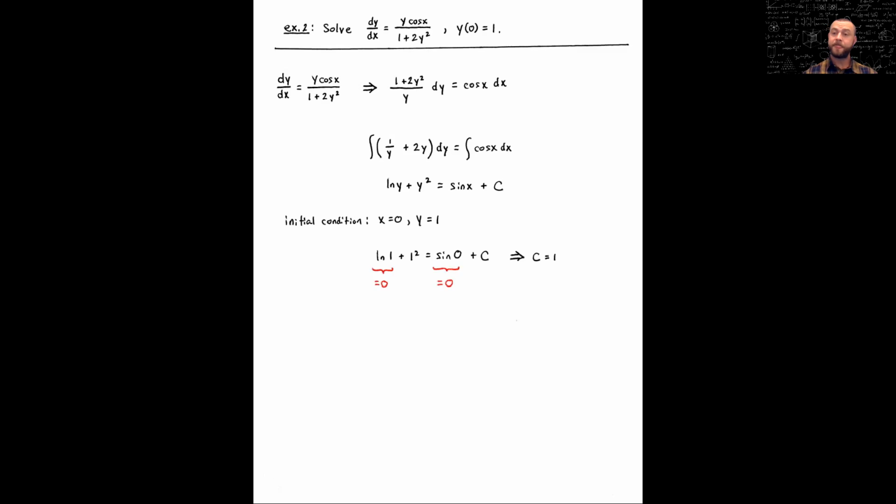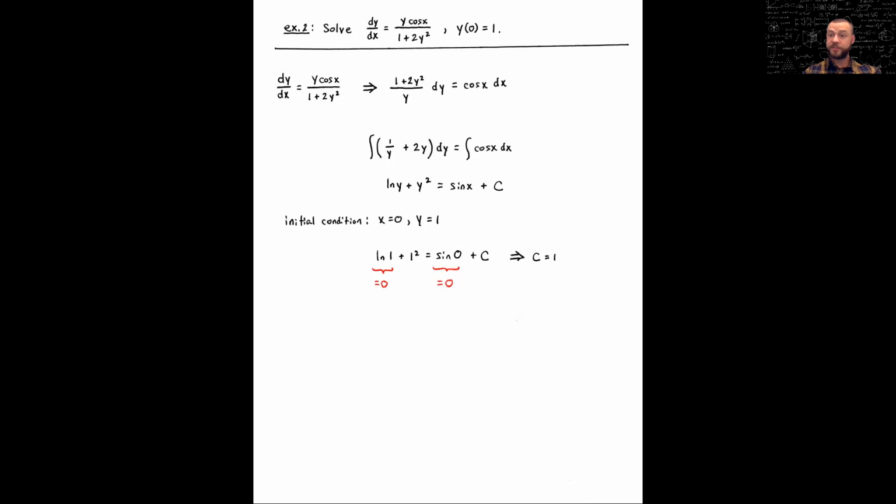The initial condition has the x-coordinate as 0 and the y-coordinate as 1. So if you take your implicit solution there and plug in all y's with the value 1 and all x values with 0, you should get to here. And there are some nice values here: both natural log of 1 and sine of 0 equal 0. So we should find the value for our integration constant comes out to be c equals 1.